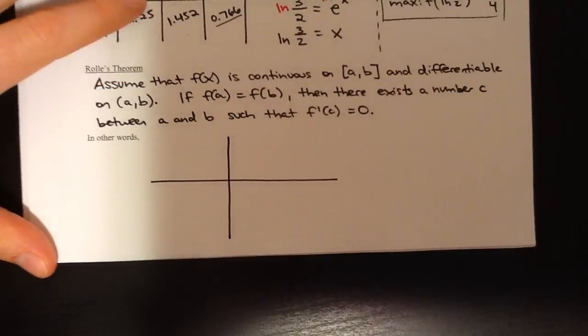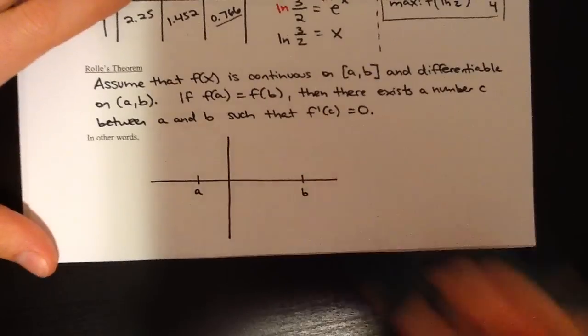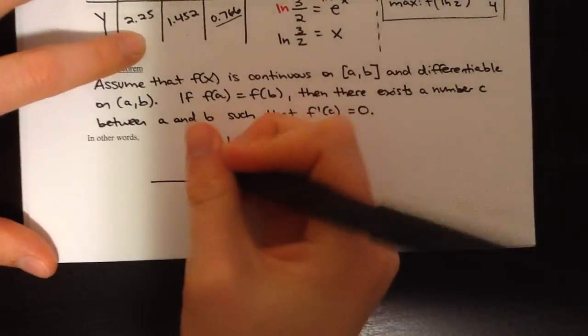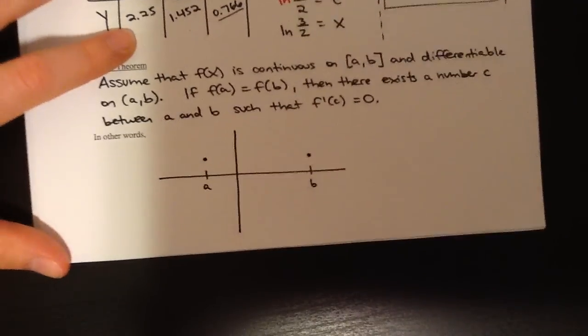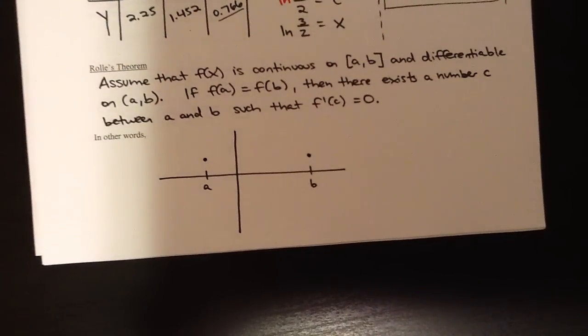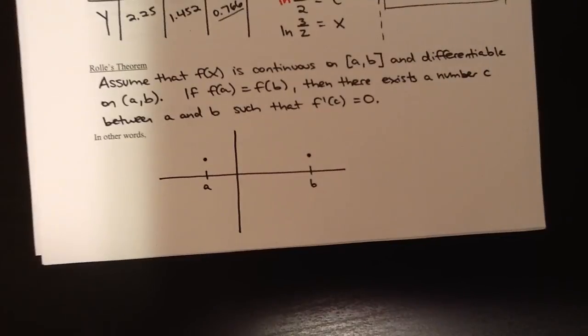So a little graph. Here's a, here's b. If f of a equals f of b, what that means is that their y values are the same. So if f of a equals f of b, there exists a number c between a and b, somewhere on there, such that the derivative at c equals 0. I'm going to draw multiple graphs on here. I need to go from a to b, and I need to be continuous and differentiable. So we've got a couple of options here.